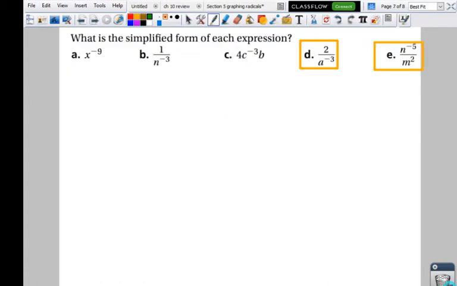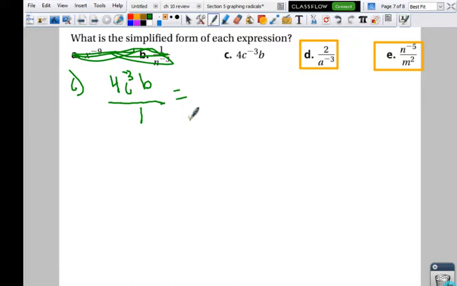Alright, so we're going to skip these first 2 right here because we already did them basically. Let's look at part C. So on part C, and I'm going to write it over here where I have some more space. I got 4 c to the 3 b. It's going to be c to the negative 3 b. Alright, so I'm going to make this a fraction. And what's the only thing that has a negative exponent? The 3, which is on the c, right? C is the only thing with a negative exponent. C is going to be the only thing that changes. C is going to flip to the bottom.